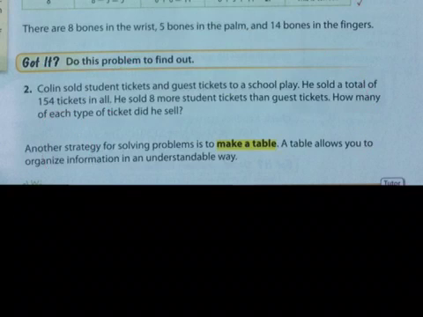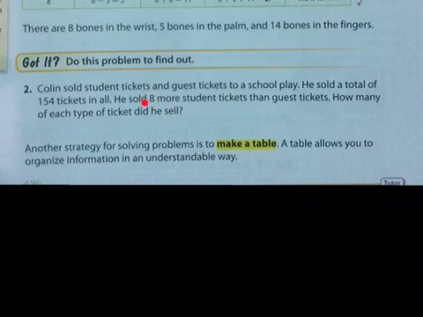Question 2. Colin sold student tickets and guest tickets to a school play. Guests would just be parents and any other relative that wants to come to the play. He sold a total of 154 tickets in all. He sold 8 more student tickets than guest tickets. How many of each type of ticket did he sell?